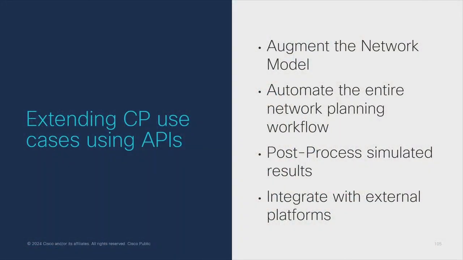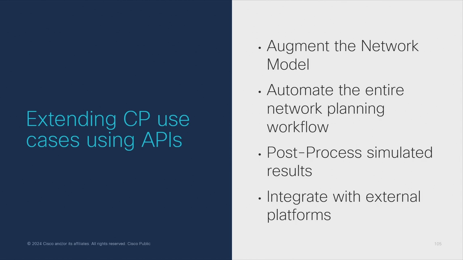But we don't need to stop there. We can go even further and supercharge our network planning using Crosswork Planning APIs. And why do we need to extend network planning use cases using APIs? We may need to augment the network model. As we said, every model is different and is composed of different elements and different attributes. So using the APIs, we can access the model and add, edit, or extend new elements and new attributes.